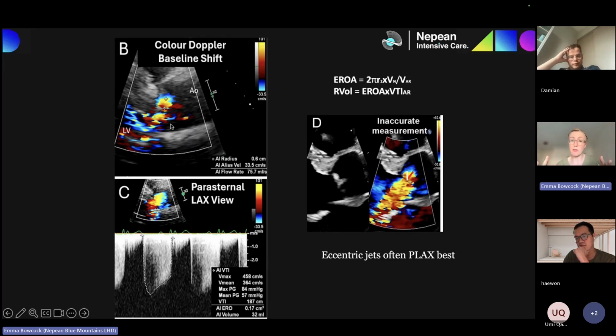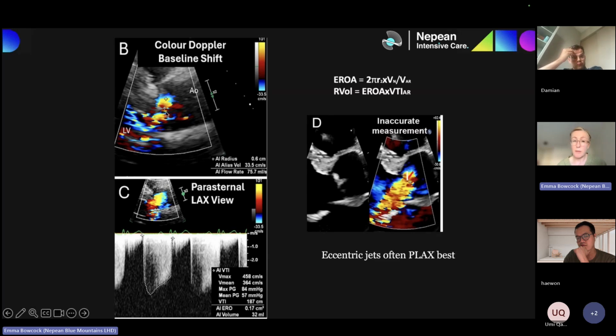It's important to optimize your imaging, right? So you're going to zoom in on where you see that flow convergence. You're then going to reduce the baseline of your scale towards the direction of the regurgitant jet. So here you've got regurgitant flow going this direction, so you're going to bring your baseline down here, between 20 and 40 centimeters per second. That's where your aliasing velocity should be set.